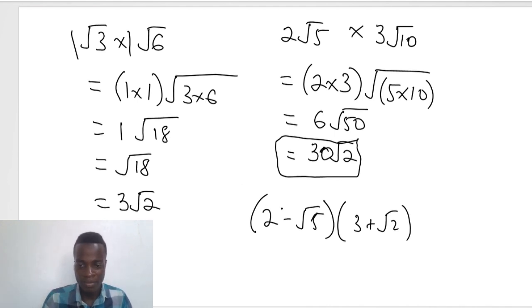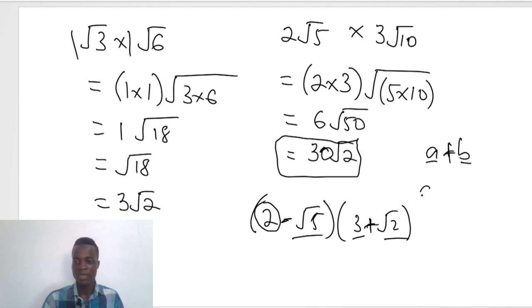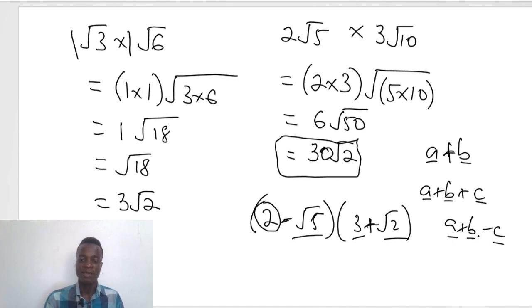So this is one term, this is another term. When we say a term, when you have numbers, a term is separated by a plus or a minus sign. So if you have a plus b, there are two terms here, term a and term b. The plus is the one that separates them. If you have a plus b plus c, there are three terms here: one here, two here, three here. So a plus b minus c, there are still three terms here.